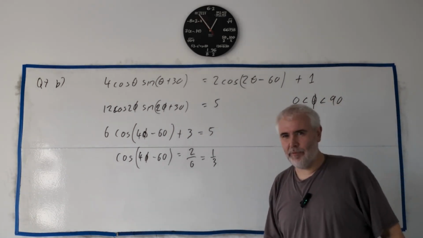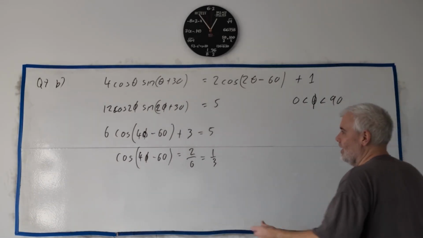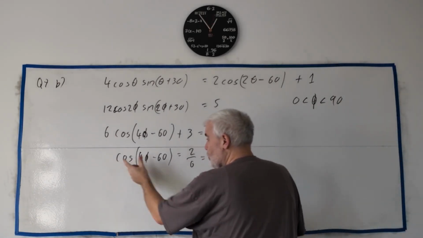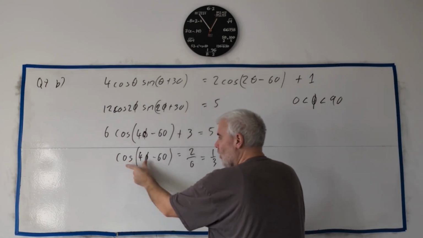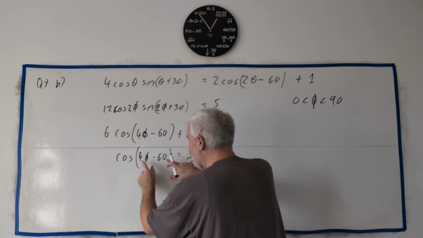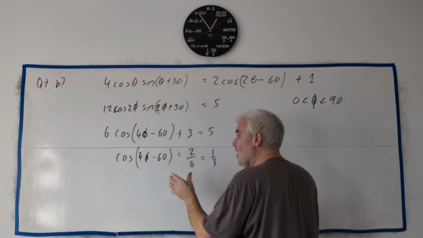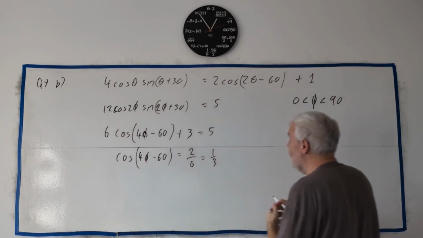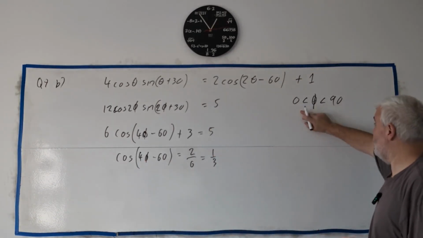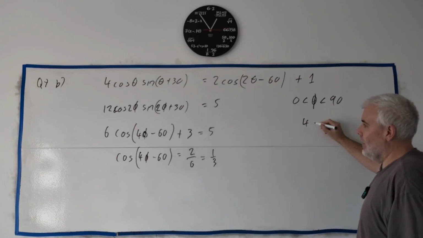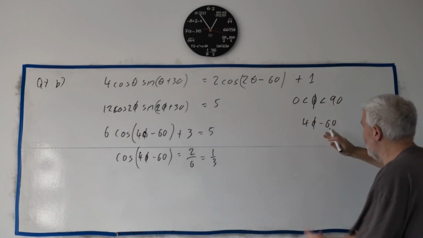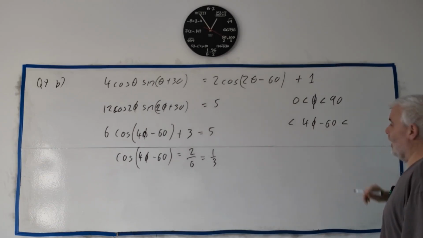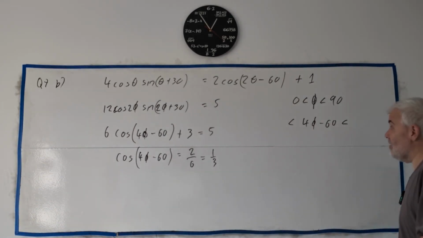I don't think that's the best way to do it. I think the best way to do it, whenever you have to solve with a calculator, which is right now, I need to solve this. You want to find out the limits, the range of this part. They told you phi is between 0 and 90. I want to know what 4 phi minus 60 is between. What's that bigger than and what's that less than? It's not as hard as it looks.